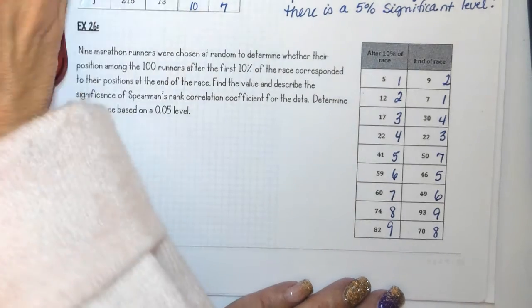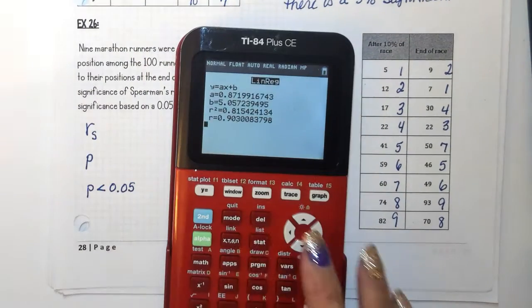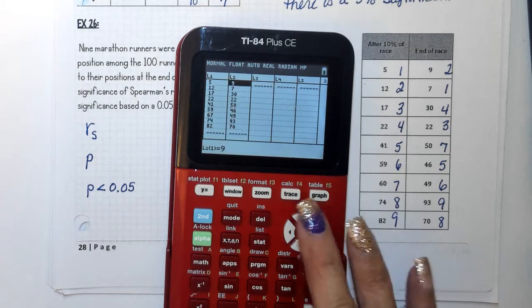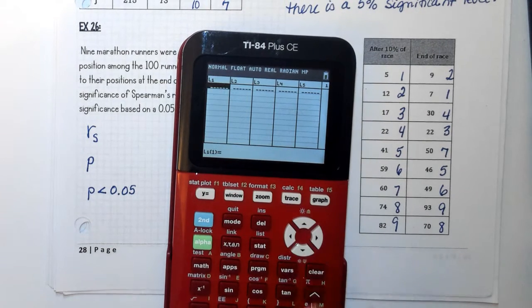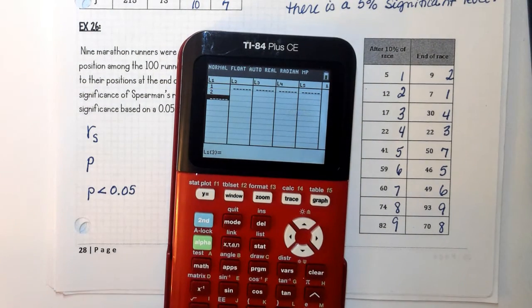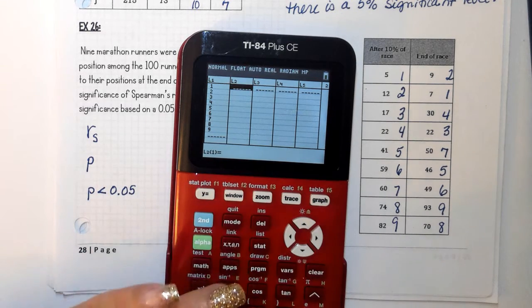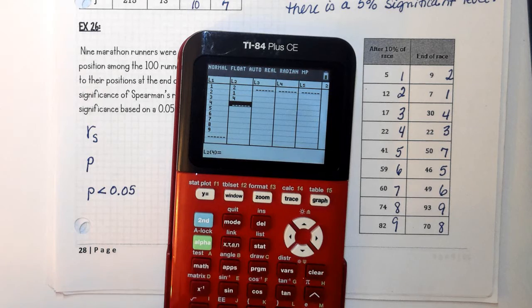All right. Here's what I did. Okay, I'm going to go ahead and put it in because I feel like I need to show y'all that. I can't believe I did that. Okay, here we go. 1, 2, 3, 4, 5, 6, 7, 8, 9. On the other side, 2, 1, 4, 3, 7, 5, 6, 9, 8.